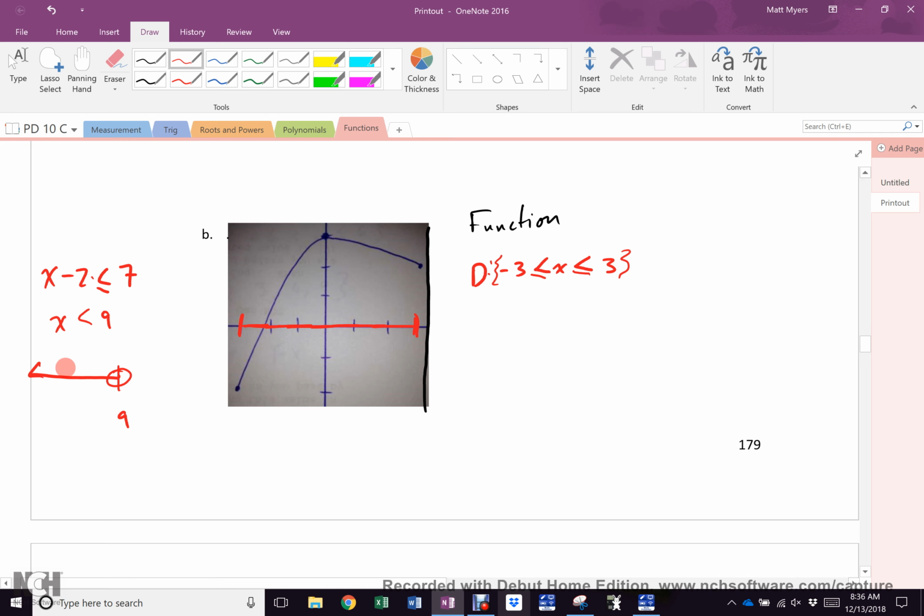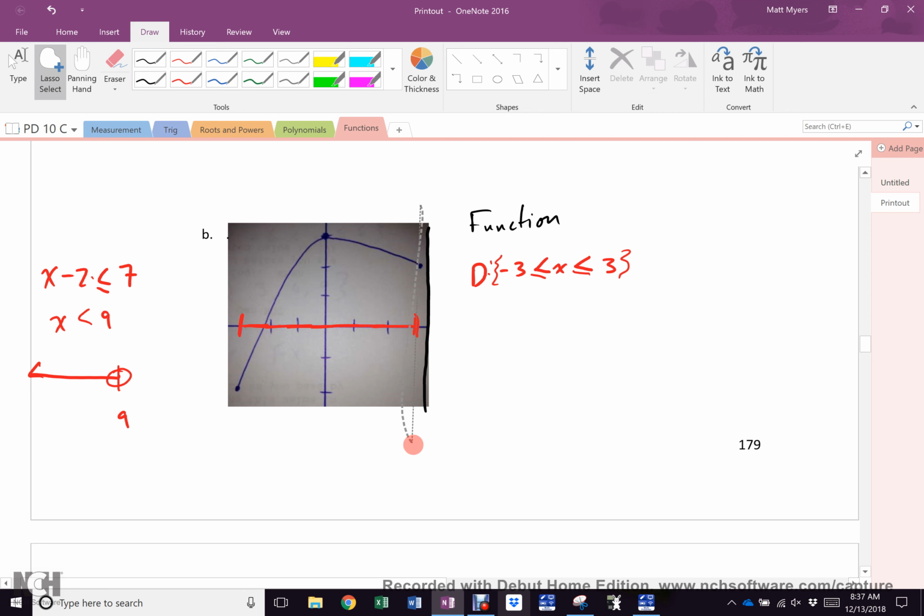Which? This? The vertical line? What? The vertical line test? You just, okay.